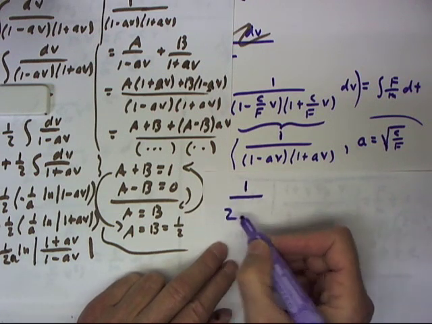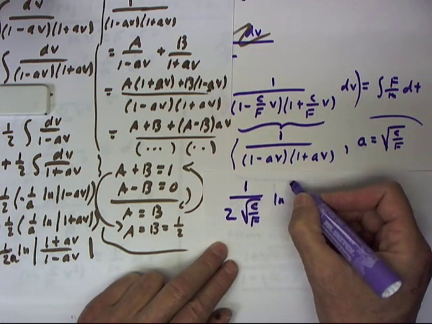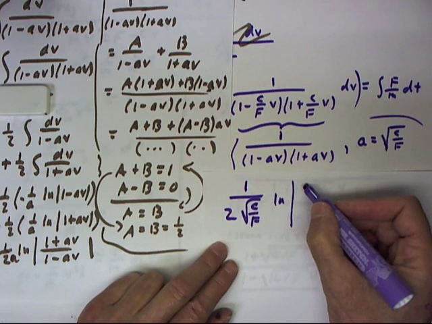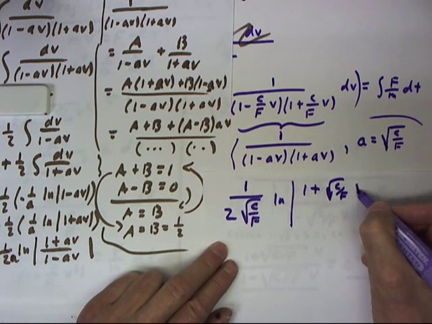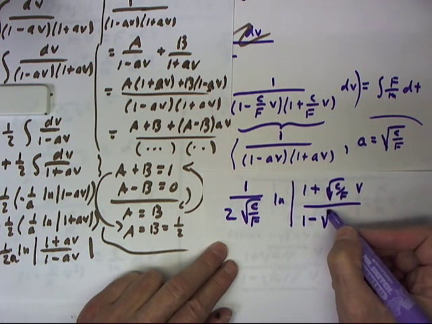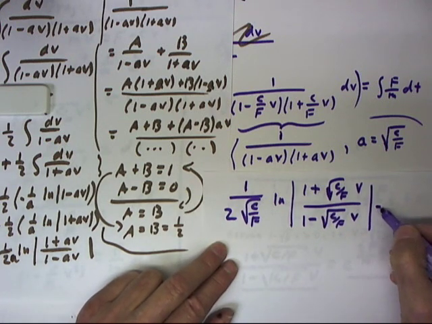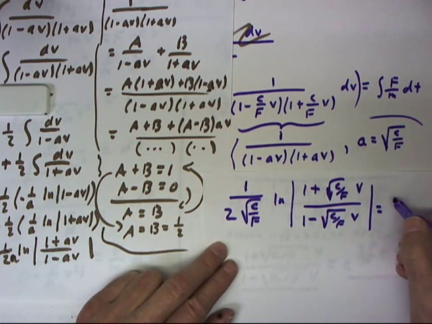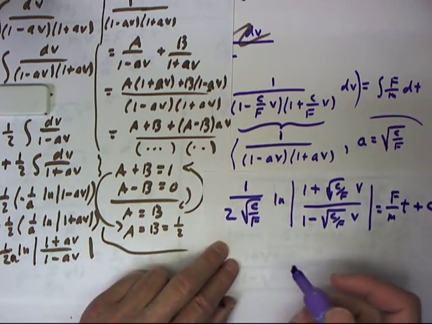So what I wrote down for the integral on the left-hand side should be 1 over 2a, and a was the square root of c over f, times the natural log of 1 plus square root of c over f times v divided by 1 minus the square root of c over f times v. And that was equal to the antiderivative of our right-hand side, which would have been f over m t plus c1. Previously I also wrote this as c, which would make it look like it was the same as this c, and that's not the case.